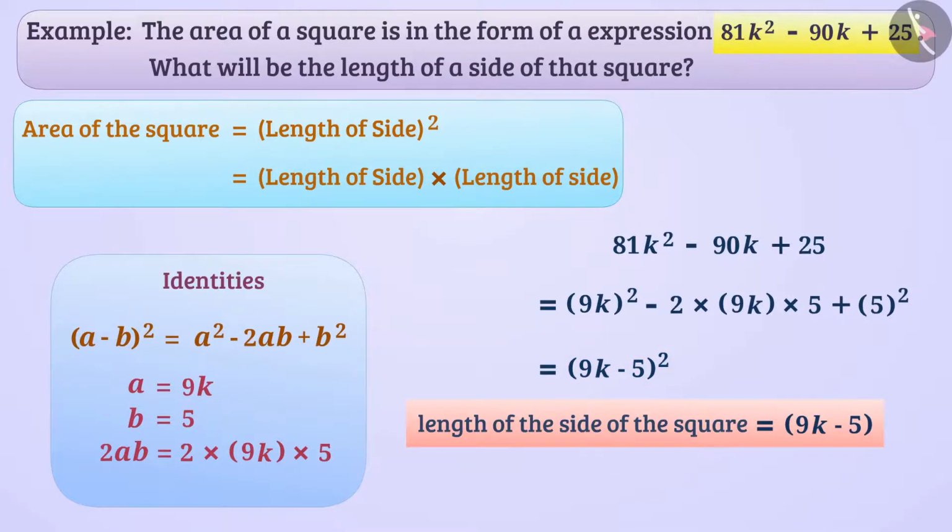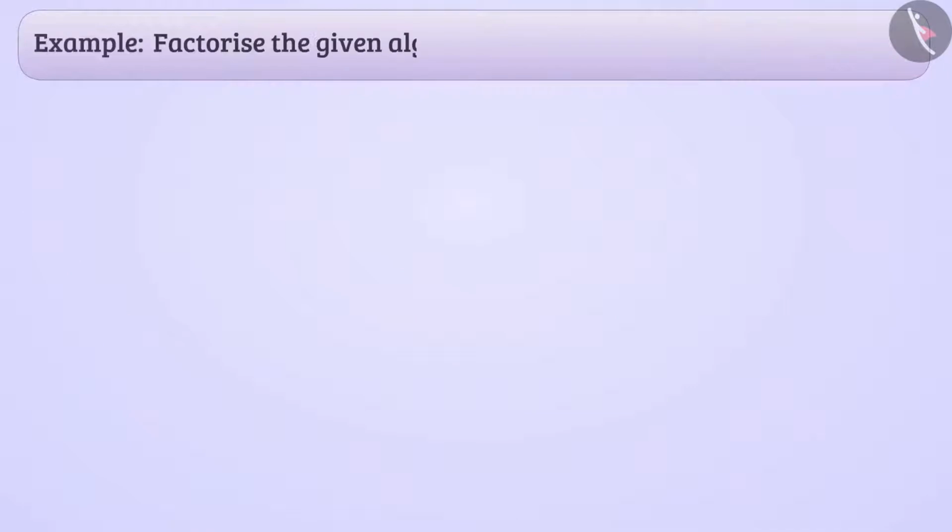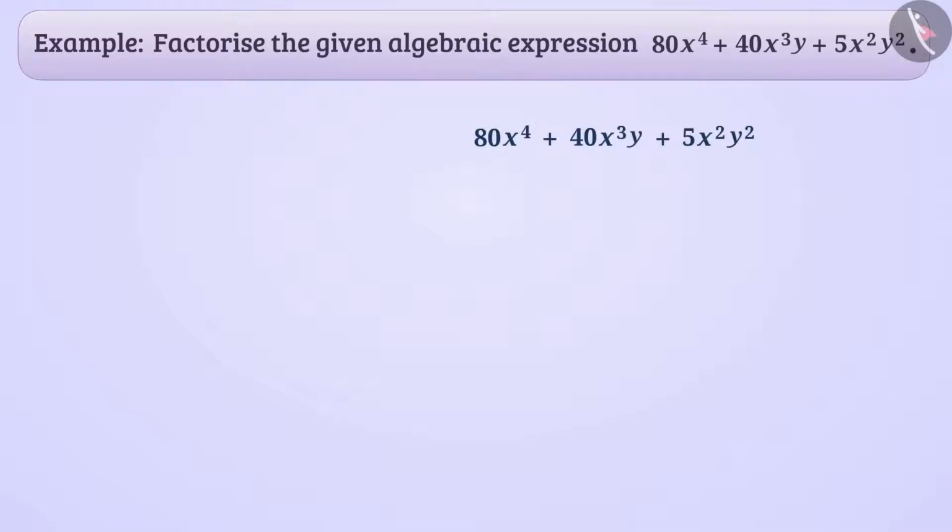Next example. Factorize the given algebraic expression 80x raised to the power 4 plus 40x cube y plus 5x square y square. Pause the video and try to find the factors of this expression. Let me tell you, first we will check if there are any common factors in all three terms of the expression. Here, 5x square is a common factor in all terms. So, we take 5x square outside of the bracket, so we get this expression.